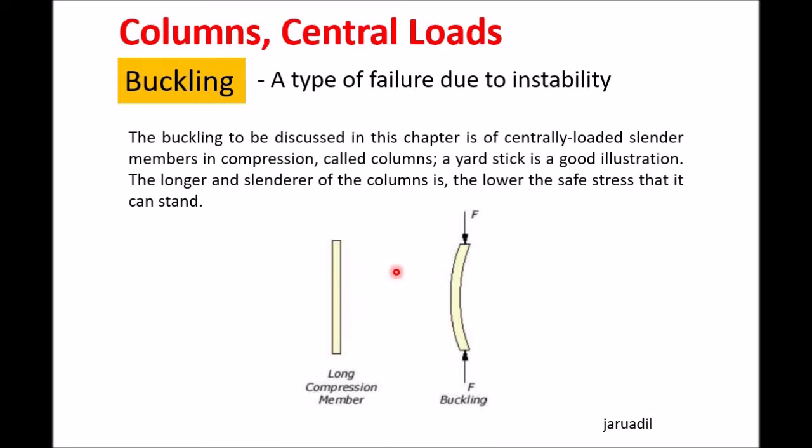So pag nilagyan mo siya ng force here sa dulo, dito sa dulo dito at sa dulo dito, may tendency siya na magkaroon ng buckling failure. Ito yung tinatawag natin na buckling. Instead na mag-fail siya due to compressive stress, magbabuckle siya. Kasi kung compressive stress, ang mangyari dyan ay iiksi siya.